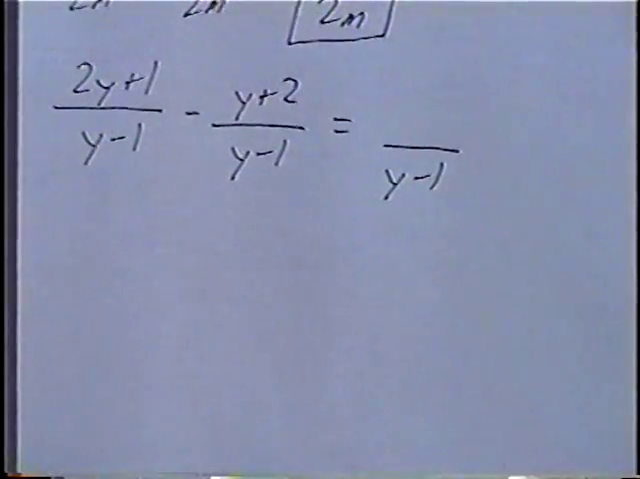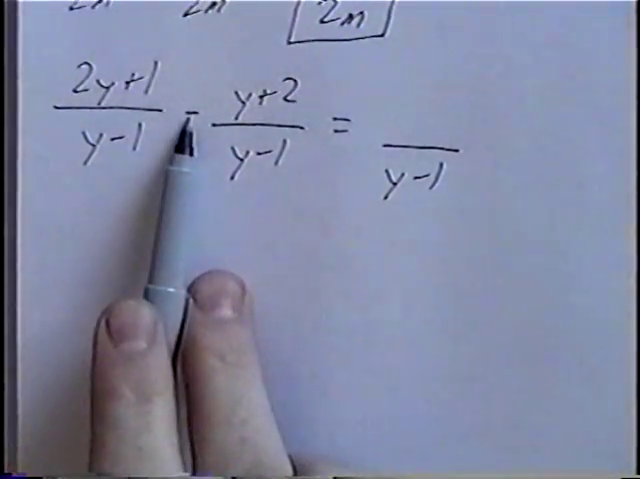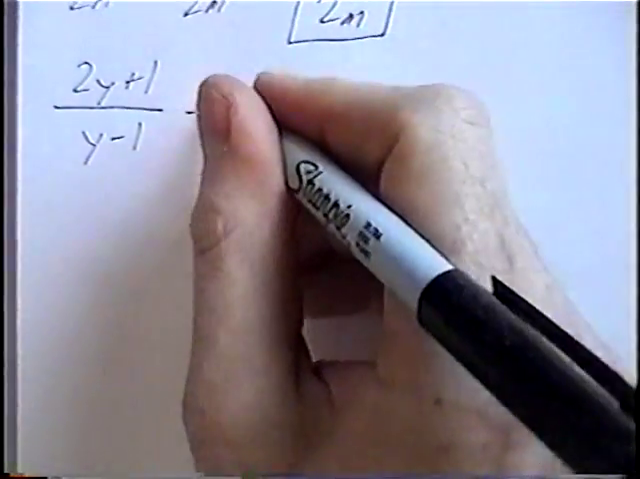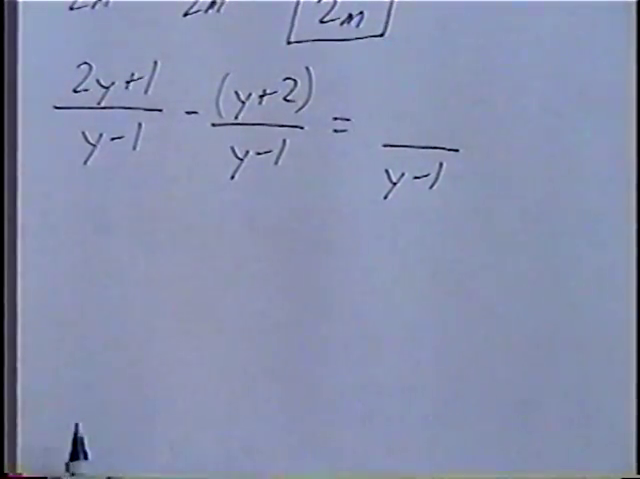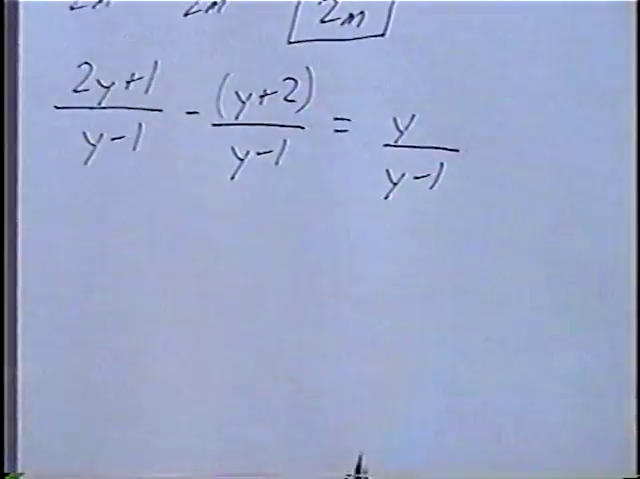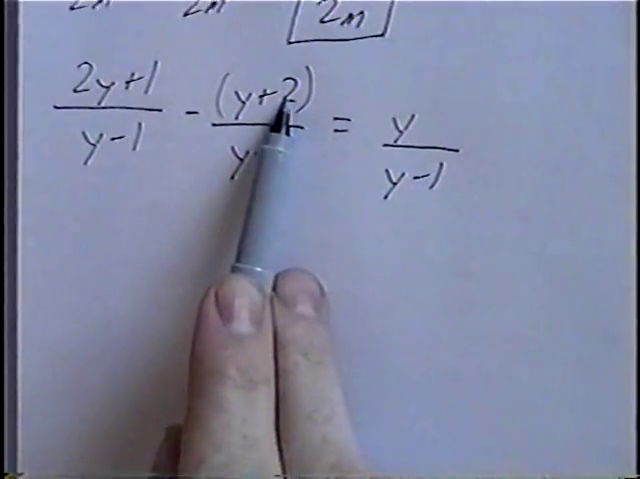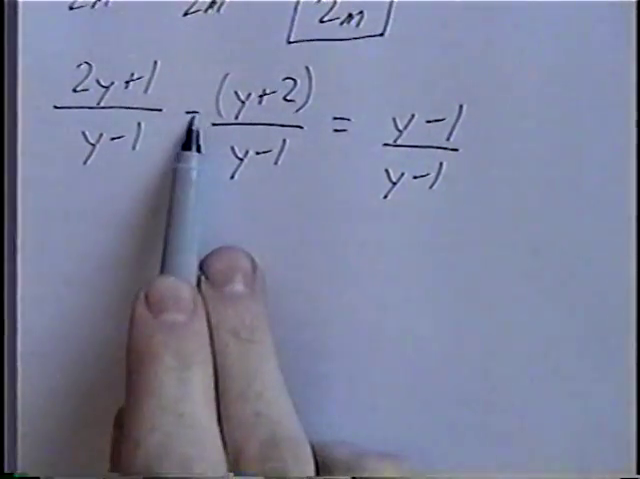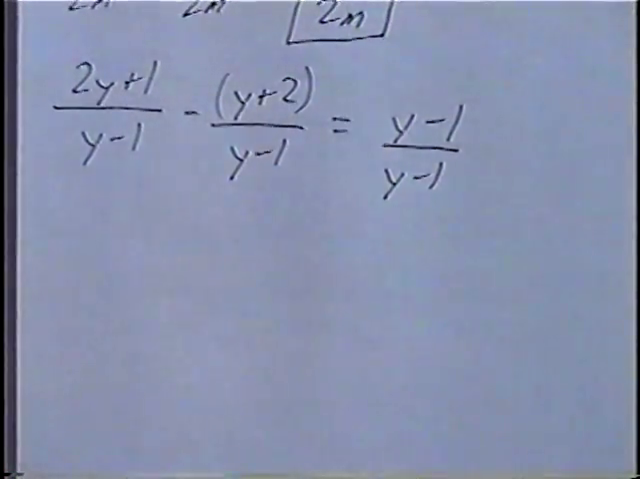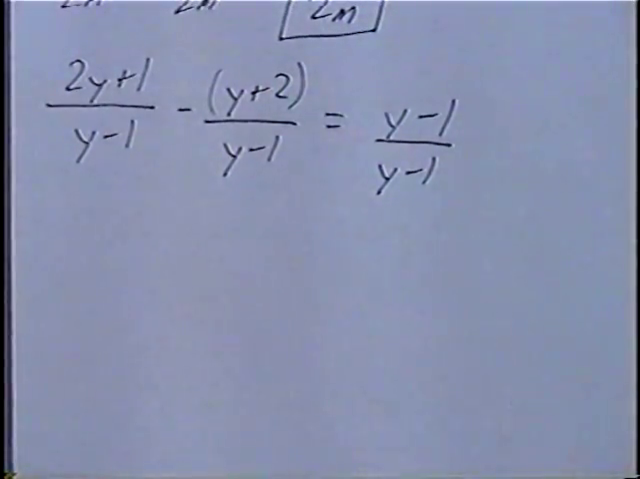For the numerator, we want to combine like terms. We have 2y and y. Keep in mind we're subtracting. It's a good idea to put parentheses around the second fraction. So we have 2y minus 1y, which would just be y. We also have 1 minus 2, which would be negative 1. Again, the minus sign goes to the y and also to the 2. Our answer so far is y minus 1 over y minus 1.